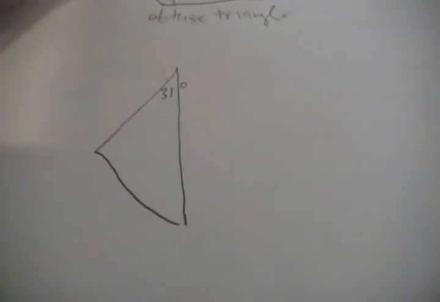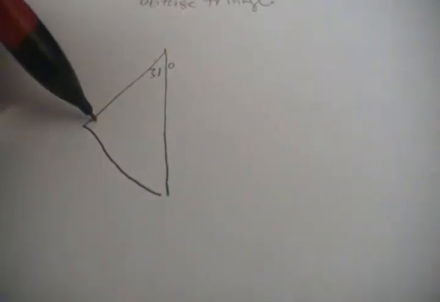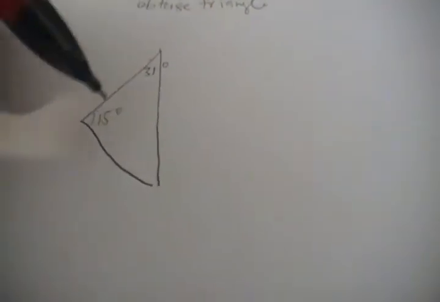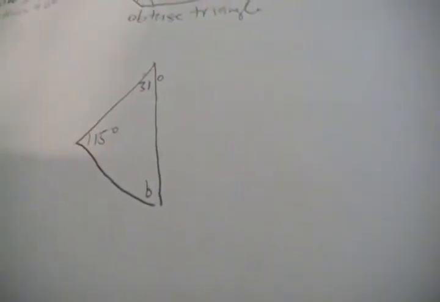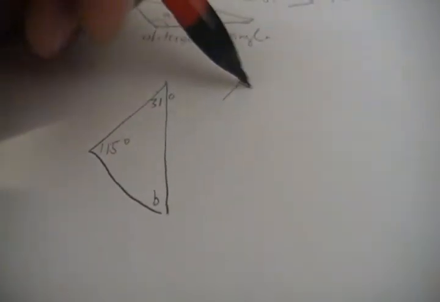Alright, so next what we're going to do is find the values of angles. For example, if we're given a triangle and we're given that this angle is 31 degrees, and that this angle is 115 degrees, we want to find angle B. Now by definition, the angles of a triangle have to equal 180 degrees.